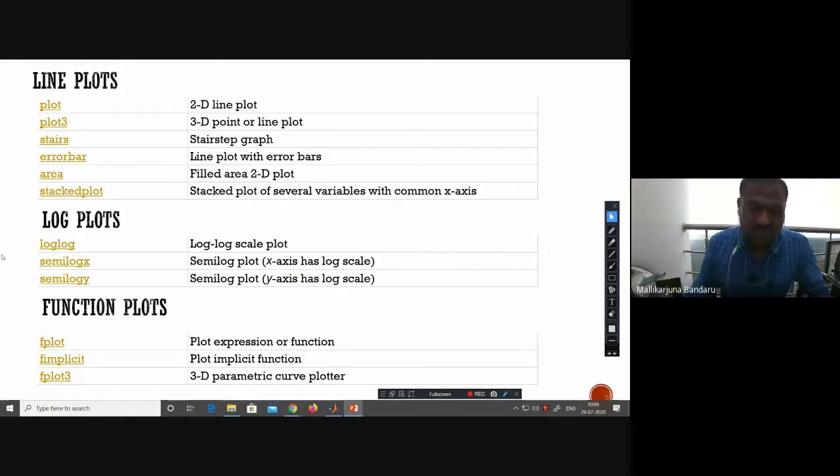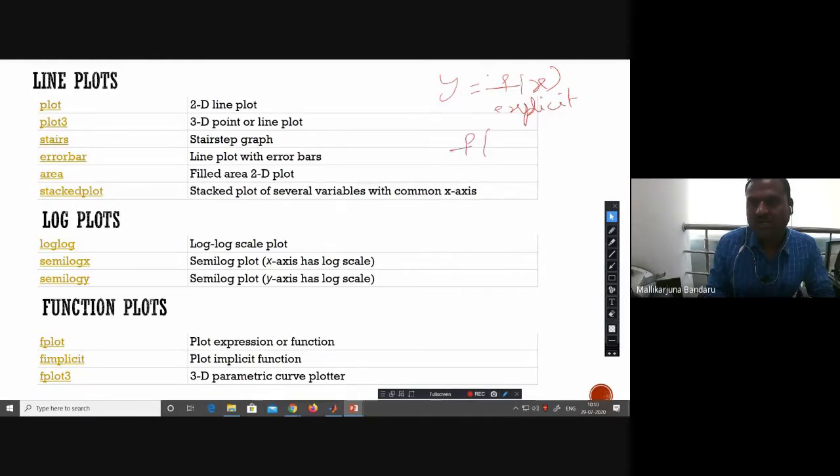Or suppose the expression may be implicit. What is meant by implicit? Usually we know that y is equal to f of x, right? So these we can call explicit. But what is meant by implicit is that we can't write it in the form y is equal to f of x. That means the expression should be like this, or the constant maybe.